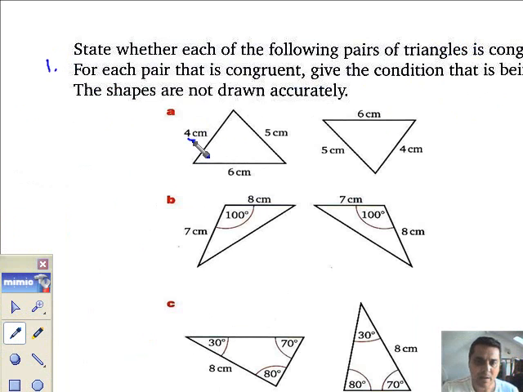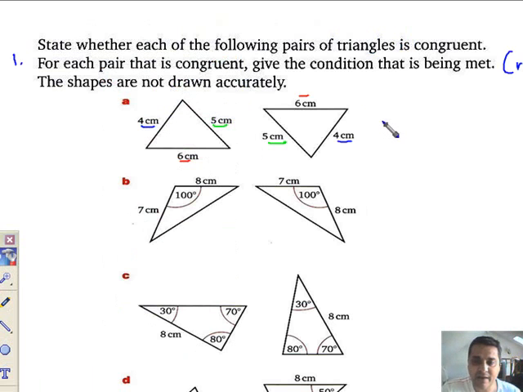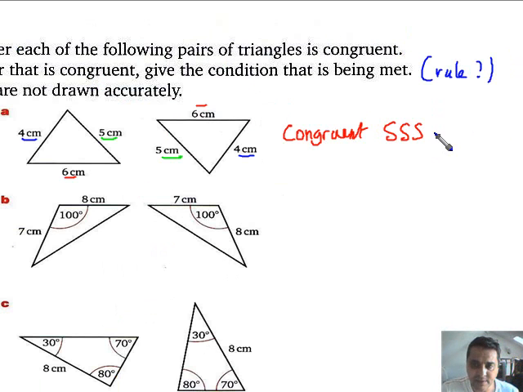Now, what have I got here? I've got a 4 matching this 4. I've got a 5 matching that 5 there, and I've got a 6 matching that 6 there. I've got 3 sides which correspond with each other, therefore these two triangles are congruent, because this is the side, side, side rule. Okay, congruent, yep, why? Side, side, side rule.